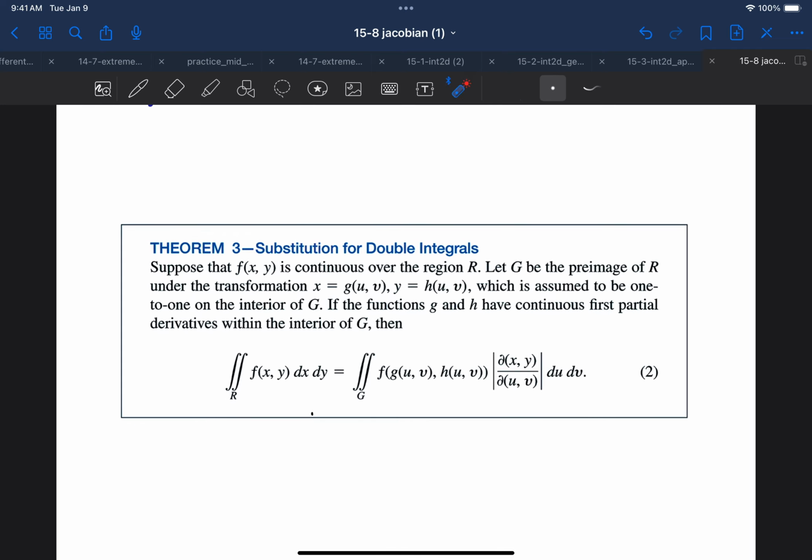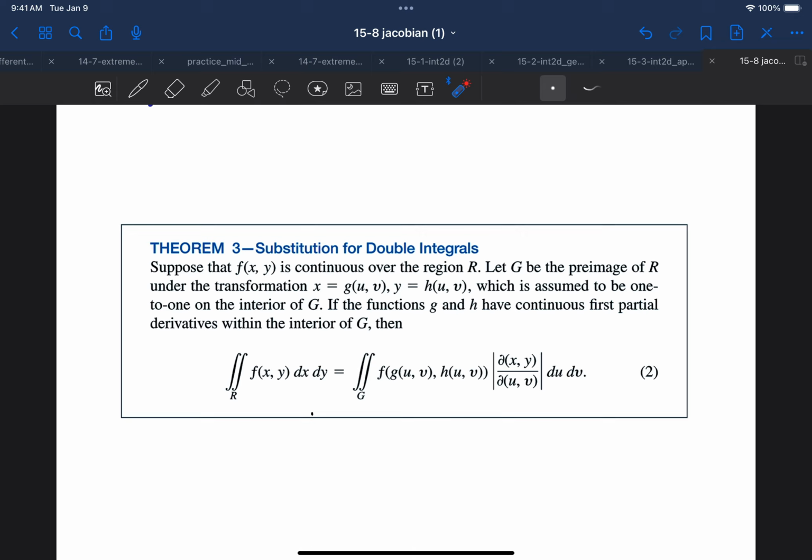For double integrals, suppose you have the xy plane and take the double integral of f over the region R in the xy plane. Then when you do substitution, you change every x and y by g(u,v) and h(u,v). So x is changed by this, y is changed by this. This is obvious. This is what substitution means: replace every x and y by u and v. And when you replace dx dy by du dv, you have to multiply by the Jacobian.